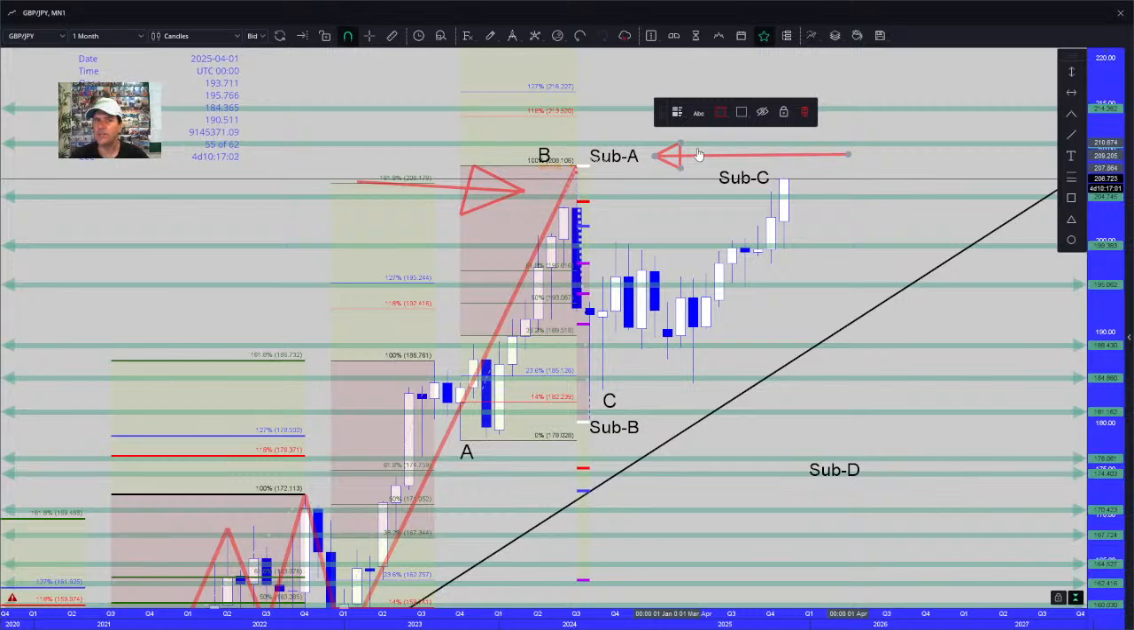Do you understand, everybody, why trading retracement is risky?